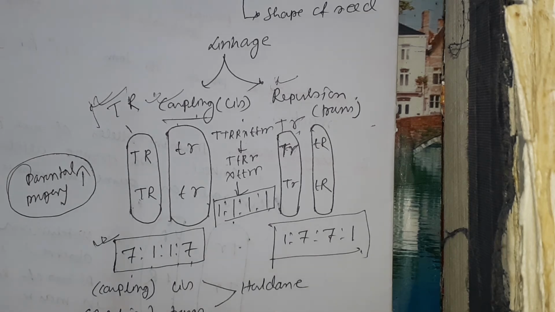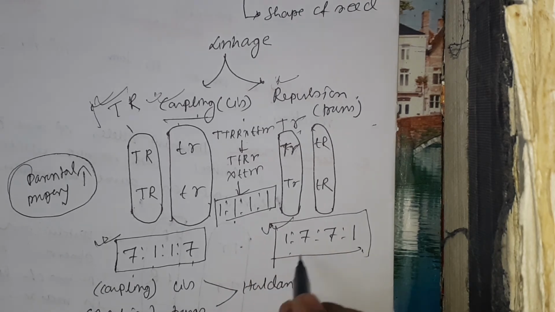So in case of repulsion phase, if we undergo a cross, then the F1 progeny will be test crossed with a recessive parent, and the ratio will be something like that, that is 1:7:7:1, right? Then how did this ratio come? This ratio simply wants to tell us that in case of repulsion phase, the recombinant types will be higher than the parental types, right?